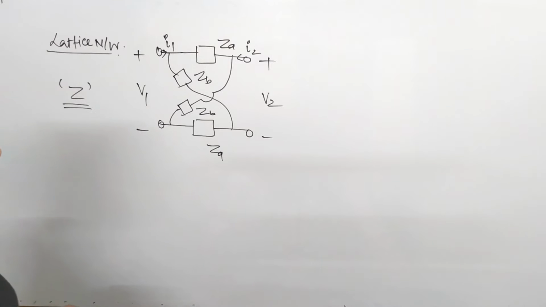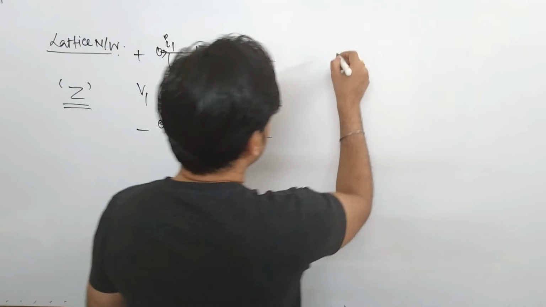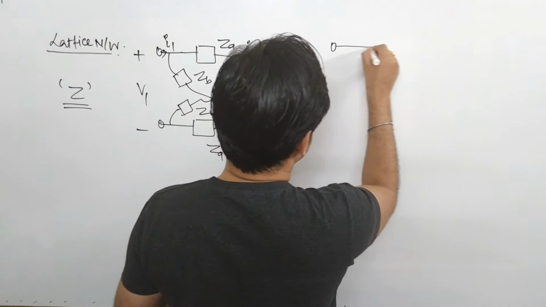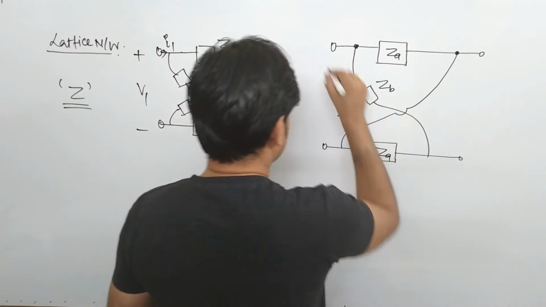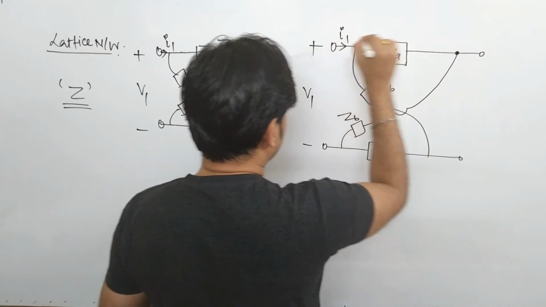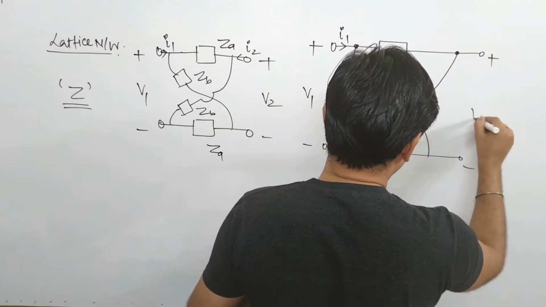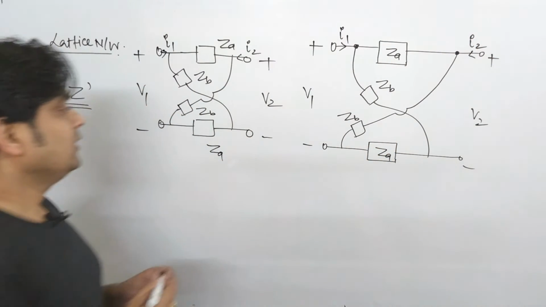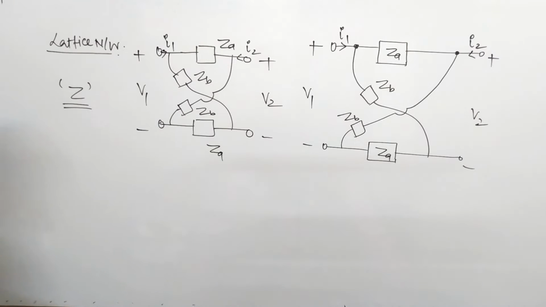For understanding this, once again I will redraw this figure in some broader form. In various PSU exams, questions used to come from this lattice network. Okay, so this is important. Now in the lattice network, as I mentioned, you will find the Z parameters. So we'll see how we find the Z parameters.